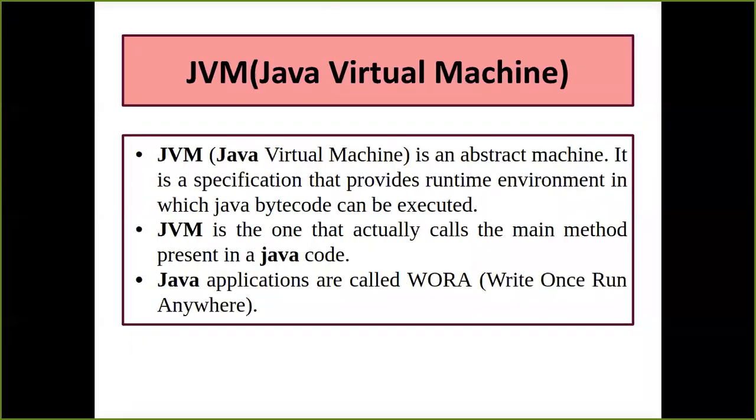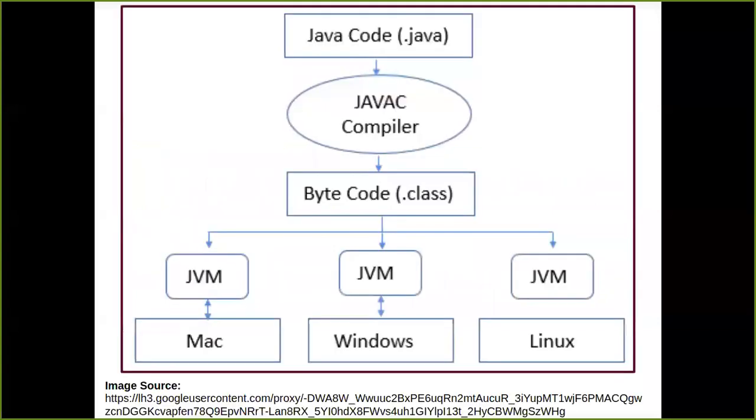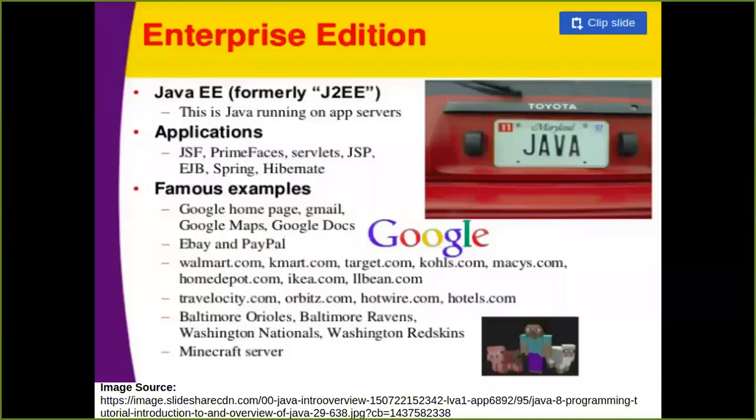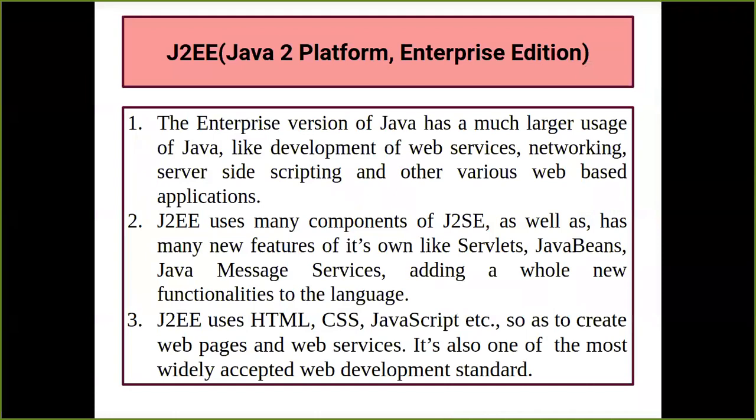So we know what JVM is all about. It's an abstract machine with a runtime environment where you can convert your bytecode and execute it. We had one diagram where I told you that the Java code is converted into bytecode using your compiler, and that bytecode is executed by your JVM on a different platform. That's why it is said to be platform independent. We have also seen some applications for that in the enterprise editions. Why J2EE is known as J2EE, we also know: it was introduced in the second version. That's why it is known as J2EE.